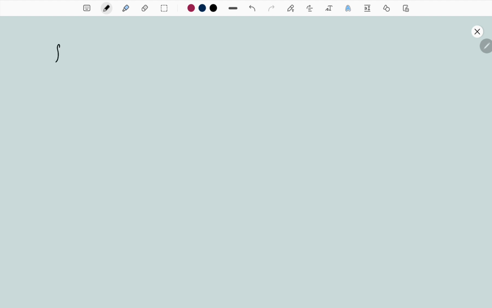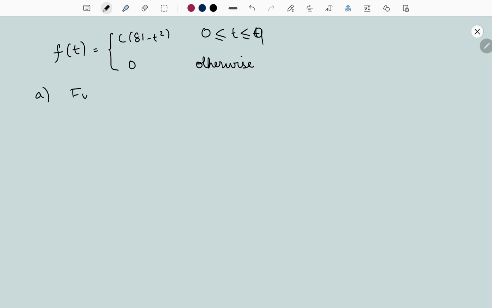And there is another question. f of t equals c times (81 minus t square) and 0 otherwise, and the range is 0 to 9. So the first part of the question: find c. Second part: find the CDF of f of t. So we will do the first question.